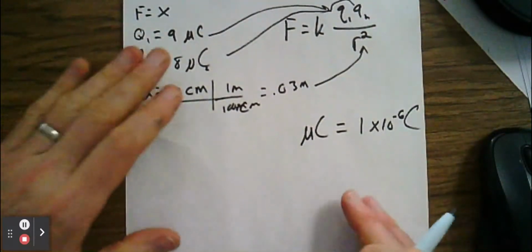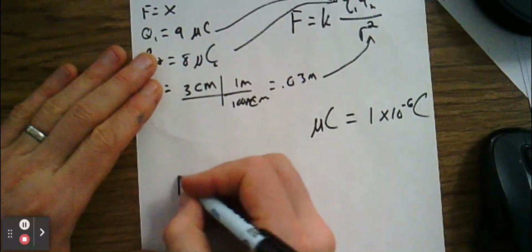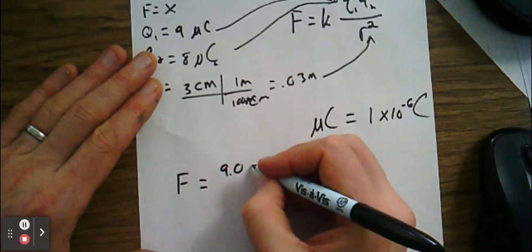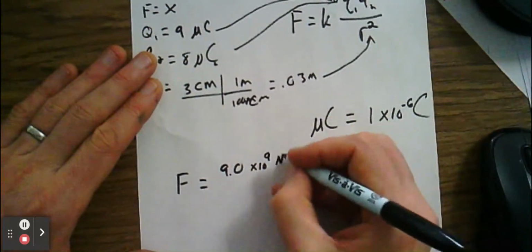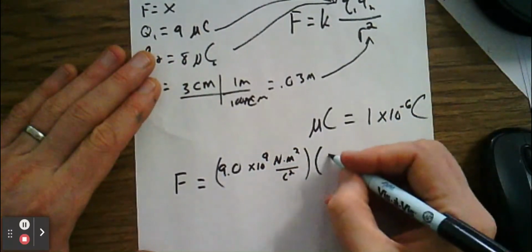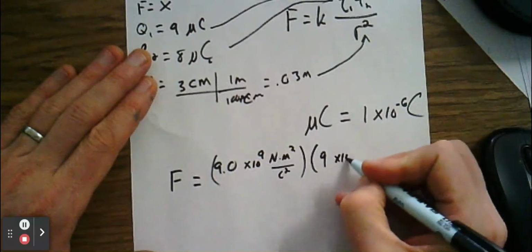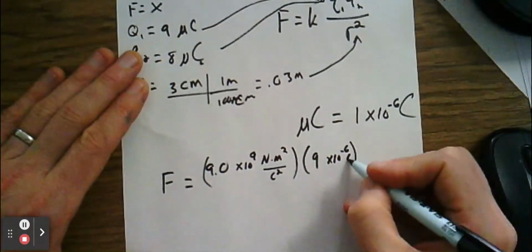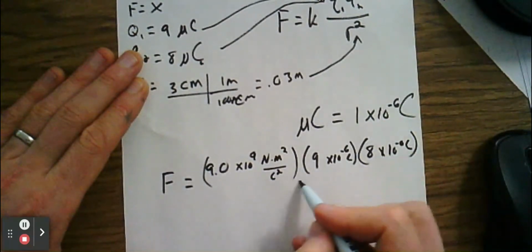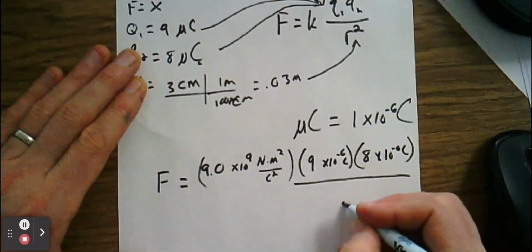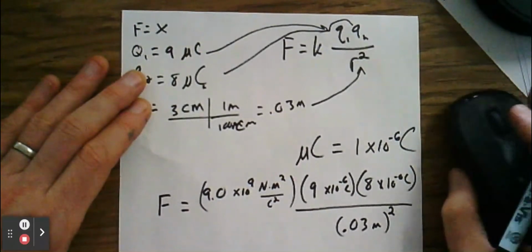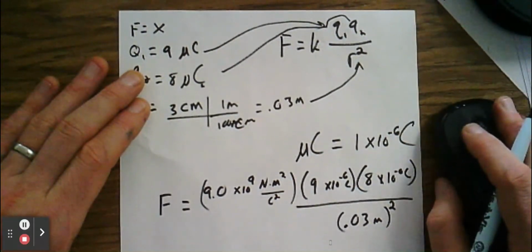So now I substitute in. I get F or X, whatever you want, equals 9.0 times 10 to the 9th newton meters squared per coulomb squared times 9 times 10 to the negative 6 C times 8 times 10 to the negative 6 C. This is divided by 0.03 meters squared. Okay, that's what it looks like.